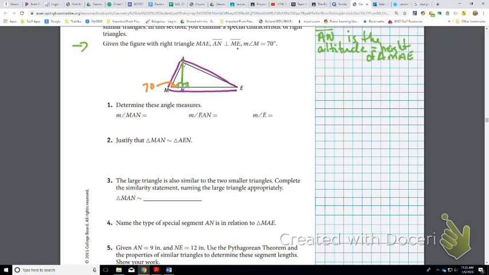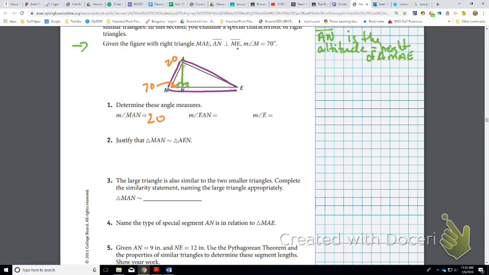If you're looking only at that little small triangle, what does angle MAN have to be? It has to be 20, right? Because what's the measure of angle N? That is your 90. Remember, we're working with three right triangles, so we're back to 180. You know two of them, you can find the third.